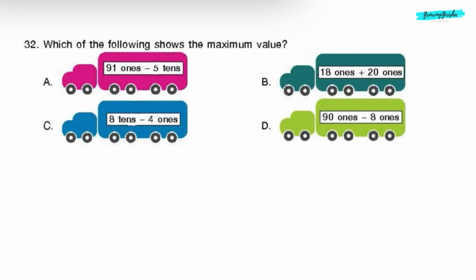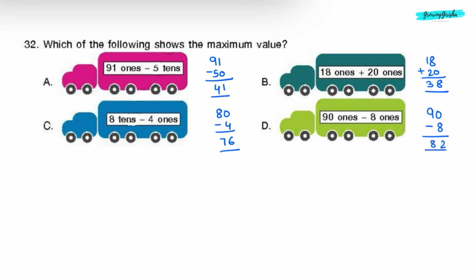Question 32. Which of the following shows the maximum value? Option A, 91 ones minus 5 tens will get 41. Option B, 18 ones plus 20 ones will get 38. Option C, 8 tens minus 4 ones will get 76. Option D, 90 ones minus 8 ones will get 82. So among the options, 41, 38, 76 and 82, 82 is the maximum value. So option D will be the correct answer.